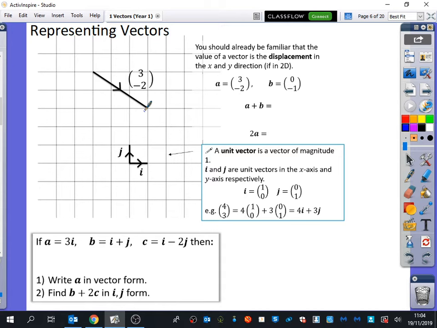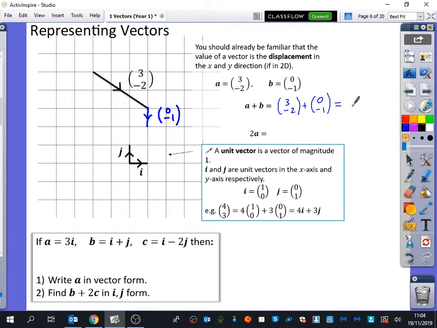I then also added in this vector B, which is (0, -1). What would (0, -1) look like as a displacement? It's just going down one space. So I'm actually going to add this B vector here. I'm going to add it to the end of this vector. And I'm just going to say that this one is (0, -1). And we're going to think about, first of all, adding these two vectors together, which is (3, -2) and (0, -1), which again, you will have seen this from GCSE.